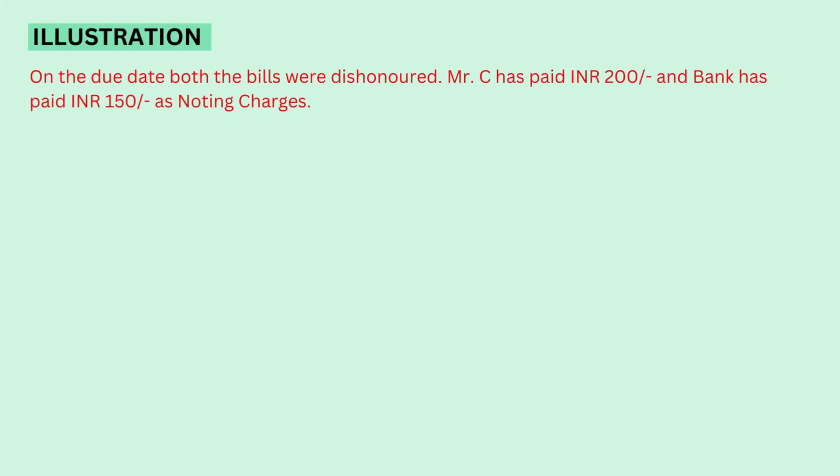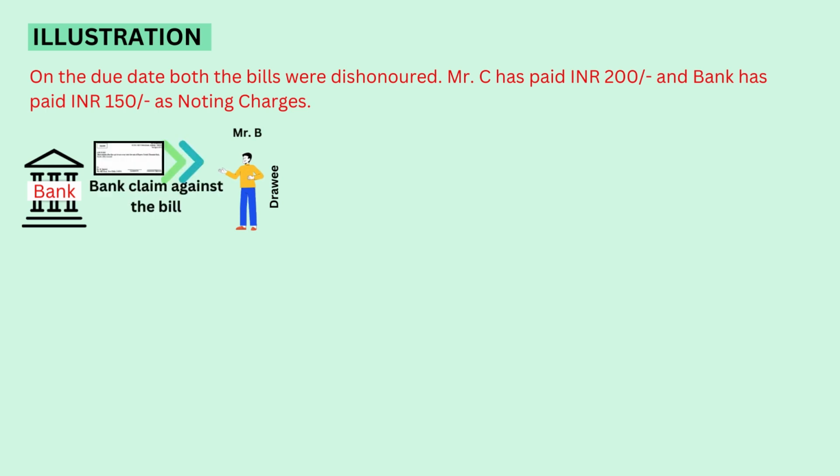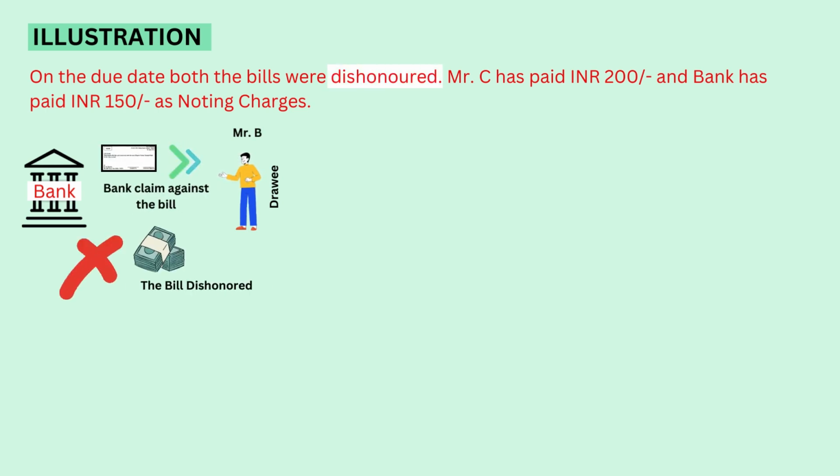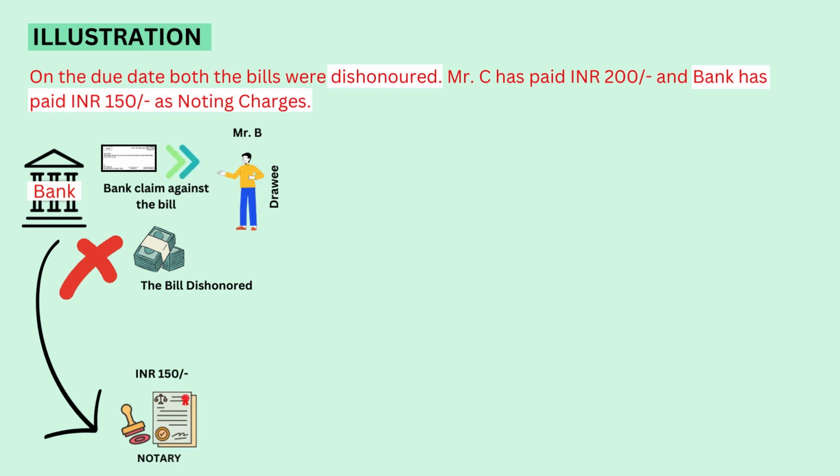Now for the second bill. It was discounted from the bank at the rate 12% per annum, and Mr. A received the amount of the bill after deduction of the discounting charge before the due date, as discussed earlier. Now, on the specified date or due date, when the bank asked Mr. B for the payment against the bill, it was dishonored. Hence, bank did not receive the amount from Mr. B. Apart from this, bank has paid an amount of rupees 150 as noting charge.